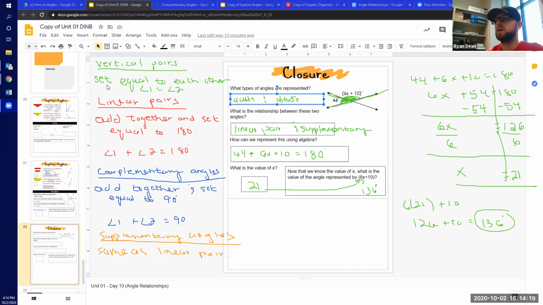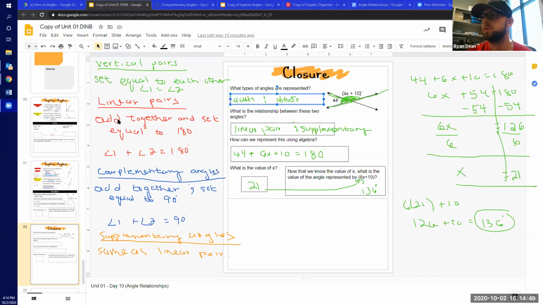We got vertical pairs. We're always going to set these equal to each other. So the two angles, you would just say angle 1 is equal to angle 2. And depending on what they want you to do, you would possibly solve for x, and then take x and then plug it back into... well, that's really not true with vertical pairs. Vertical pairs, you're typically just solving for x, unless they give you two expressions that have variables in it.